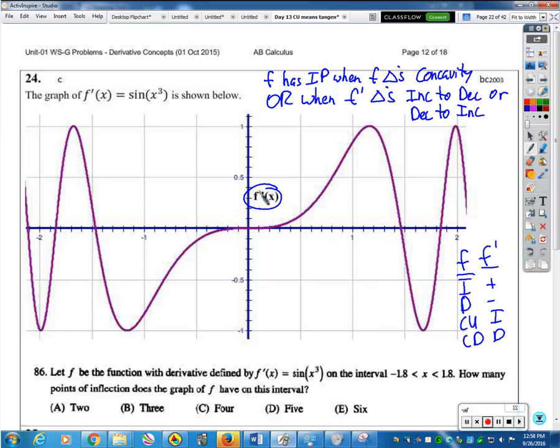When f prime changes from increasing to decreasing. Perfect. So we're looking at f prime, right? Right now, is f prime increasing or decreasing? Decreasing. Still? How about here? Okay, good. So I could write, except we're only supposed to look on this interval, so I'm going to skip that one. I'm going to say at, let's see, this is about 1.7.